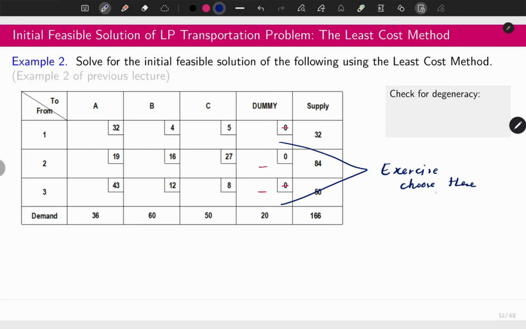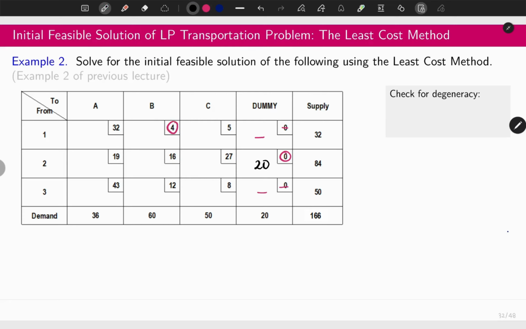Ayan, choose this as the first allocation. Separately. Okay, I will let you do that. Ito yung number 1, tas ito yung number 2. Okay, however, for this item, I'm going to allocate 20 here. Okay, so we cross these out. This is the first least cost. Next, the next least cost is 4.